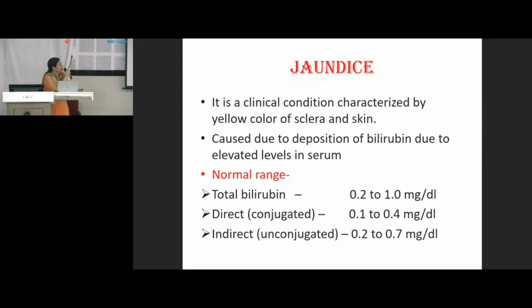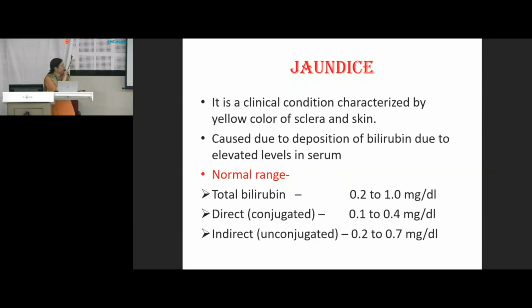And why in the conjunctiva? Because conjunctiva is already white in color, and because of its high elastin content, bilirubin gets deposited there. And jaundice will appear only when the level of bilirubin is above 2.5 to 3 milligram per dl. So what is hyperbilirubinemia? When the bilirubin level increases above 1 milligram per dl. And what is jaundice basically? It is a clinical condition. The yellow discoloration only appears when the level goes above 2.5 to 3 milligram per dl.